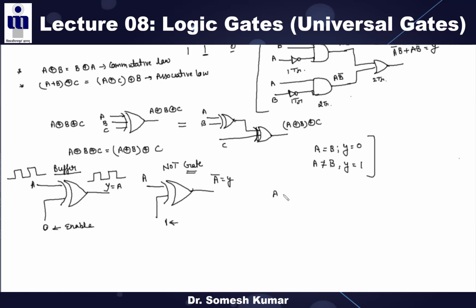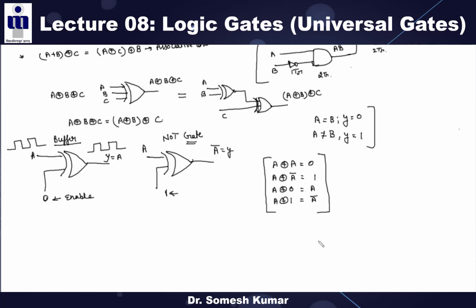What is A XOR A? A XOR A is 0. What is A XOR A bar? Is it 1 always? What is A XOR 0? A, right? What is A XOR 1? A bar, right? So these are your common theorems regarding your XOR gate.